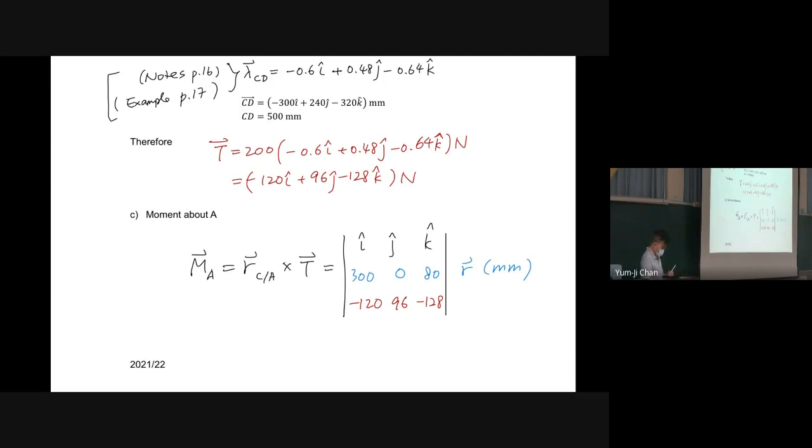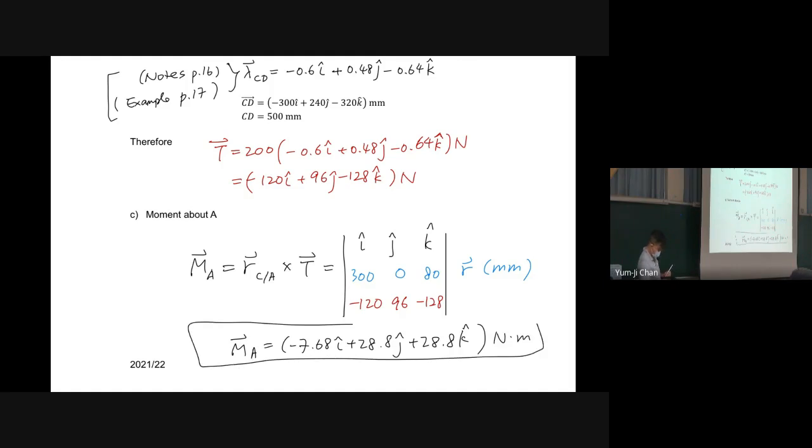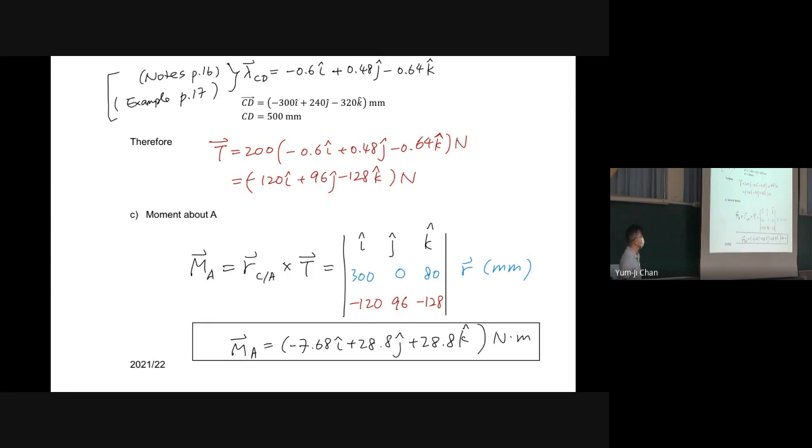Therefore, M_A equals this one. Remember, the key point is to fill in these 3 rows in correct order.